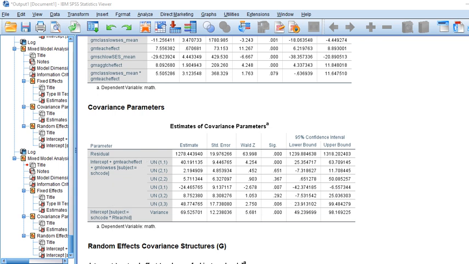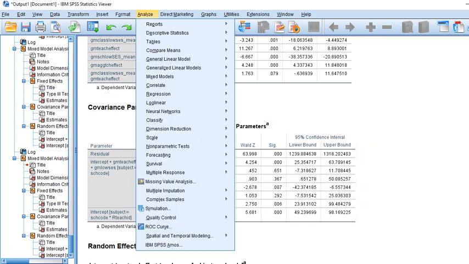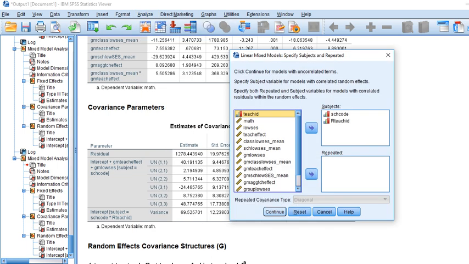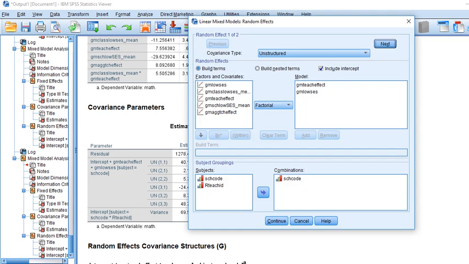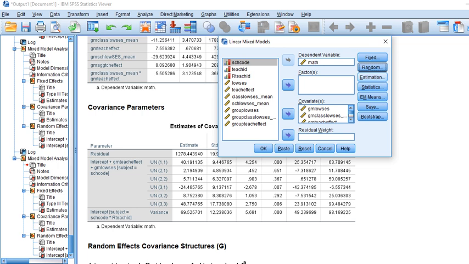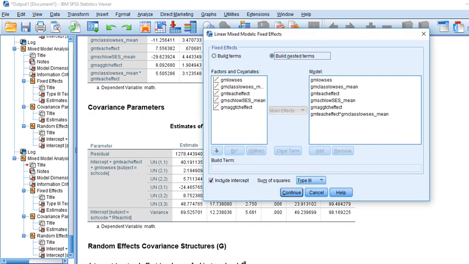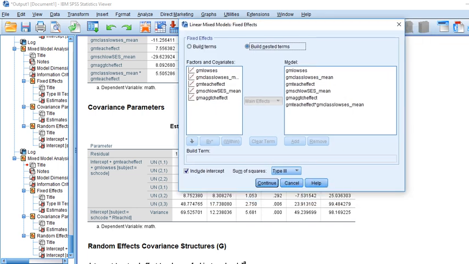So to accomplish this, what we'll do is we'll go to Analyze, Mixed Models, and Linear. Click on Continue, and then under Random, we're going to leave this exactly the same as it was before. But now what we'll do is we'll click on Fixed, and we'll add in now the cross-level interaction. So I'm going to leave it under Build Nested Terms.